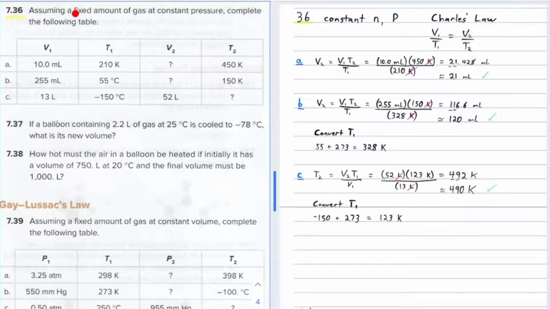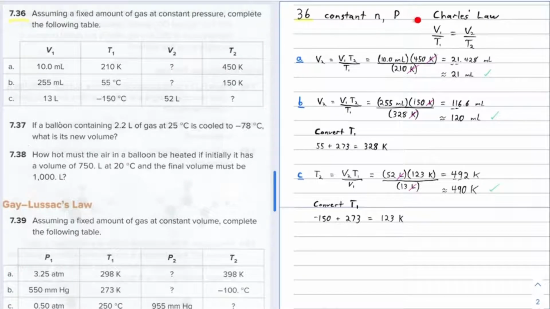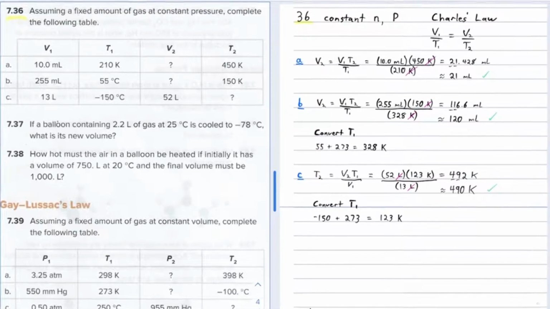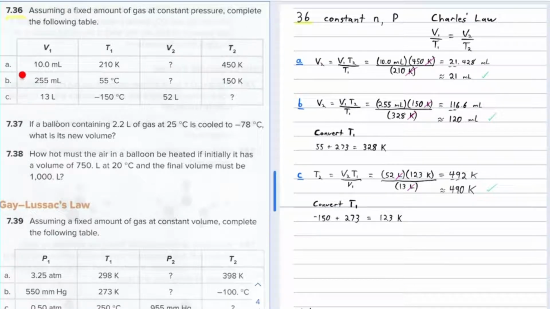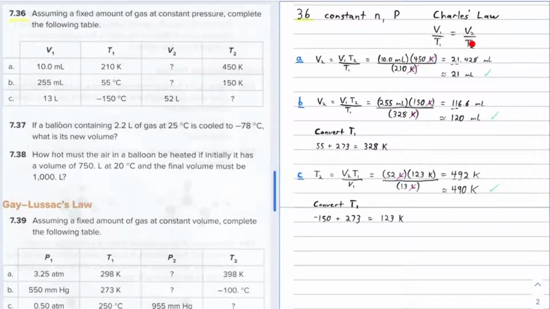So when you have constant moles and constant pressure, that's a Charles law situation. And here's the mathematical form of Charles law. And we're going to use this equation for the 3 problems over here. So in the first one, we're solving for V2. And so take this equation and solve for V2. You bring the T2 over there. So V2 equals V1 T2 over T1.